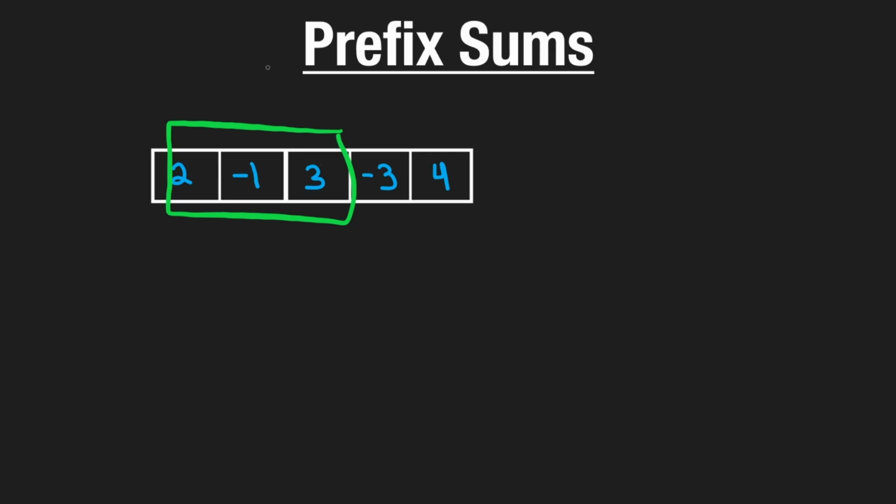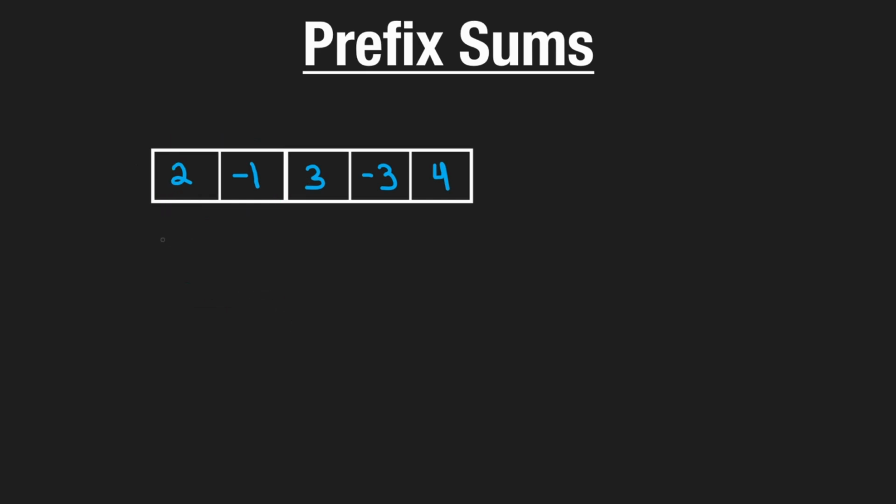Now, extending that, a prefix sum would basically mean that for any prefix of this array, we also calculate the sum of that prefix. And you'll see why we do that and why it can be helpful and make things more efficient. So this prefix sum would just be 2. This prefix sum would be 2 minus 1, which is 1.